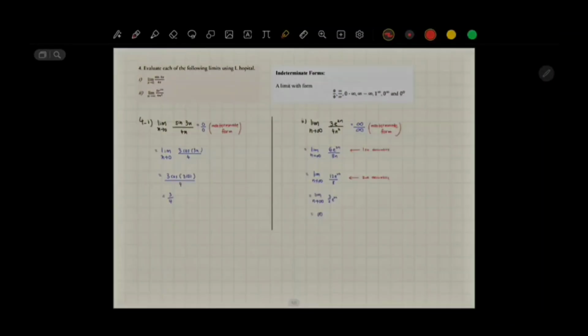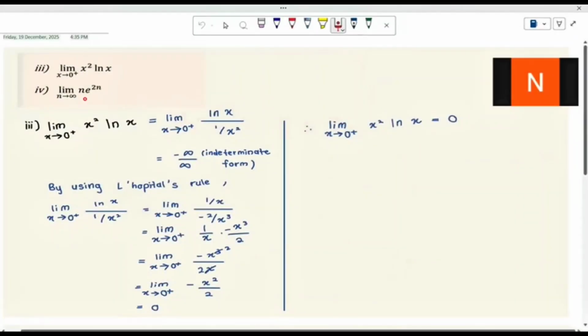Thank you. So let's move on to the last two questions. For the third question, the question states limit of x squared ln x as x approaches 0 from the right. We can change this into this form, ln x over 1 over x squared. To substitute 0 from the right into x, we got negative infinity over infinity. This is already an indeterminate form, so we can proceed to use L'Hopital's rule.